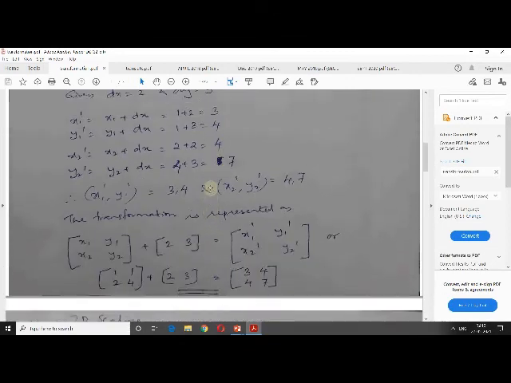Now, in equation format or as matrix format, you can write it as x1, y1, x2, y2 in matrix plus the translation matrix is 2, 3, 2 units along x-axis and 3 units along y-axis, 2, 3, is equal to the new translated line x1 dash, y1 dash, x2 dash, y2 dash. And the values are 1, 1, 2, 4 plus 2, 3 is equal to 3, 4, 4, 7. So this is the equation which represents the transformation.